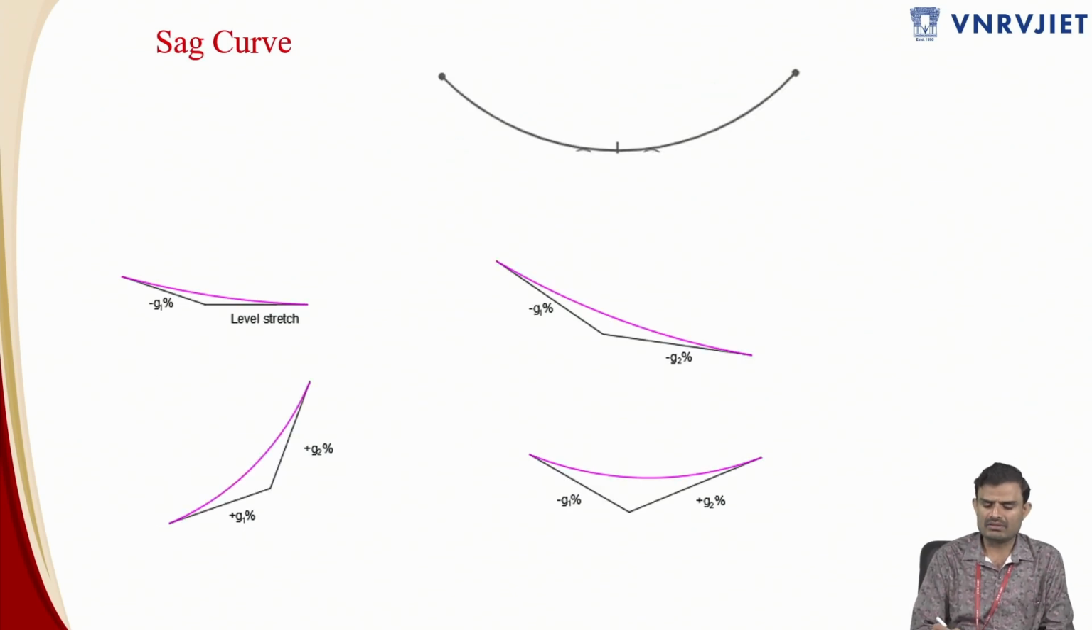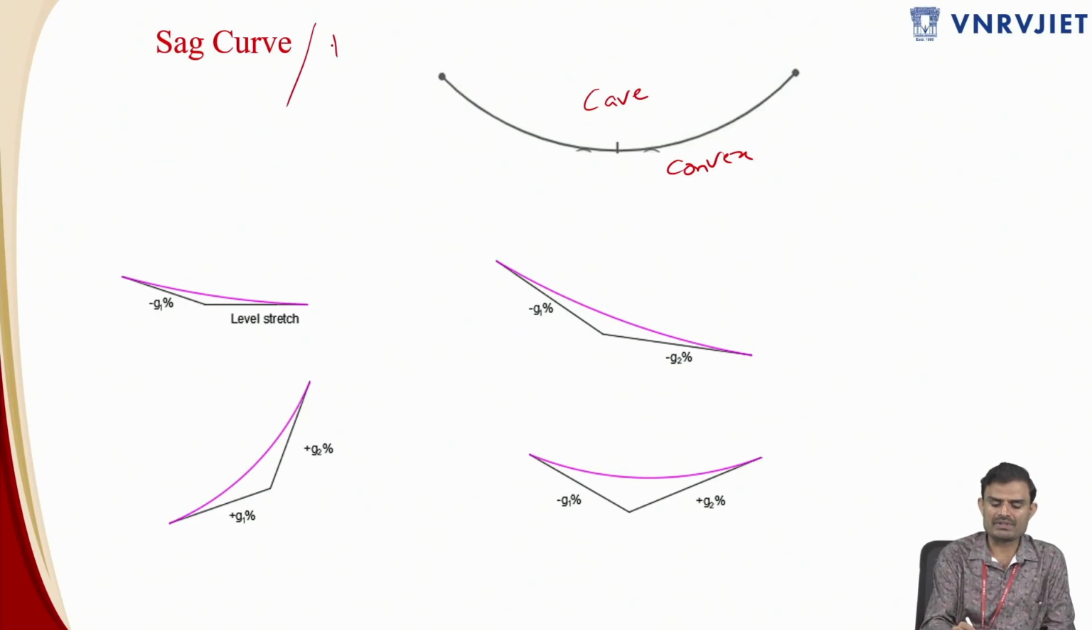If you look into the sag curve, this is quite opposite of that, concave upwards. So this is concave upwards, and this is convex downwards. The opposite of a summit curve is a sag curve, the opposite of a hill curve is a valley curve, and the opposite of a crest curve is a trough curve or valley curve. So these are the different names.